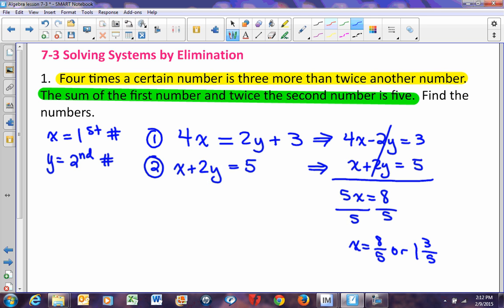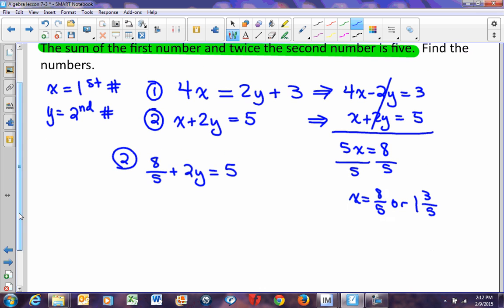Okay. Now, you have to substitute it back in. It's going to be easier to substitute it as an improper fraction, which is why I left it at 8/5 as well. I need to solve for y. And it really doesn't matter which equation I put it in. I'm going to put it in the second equation. So my second equation says x, which is 8/5, plus 2y equals 5. So I need to solve this equation. So I will subtract 8/5 from both sides.